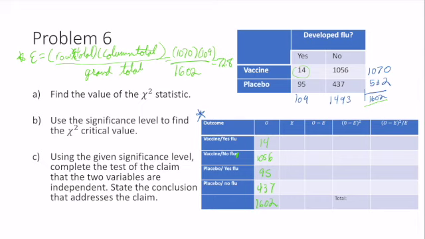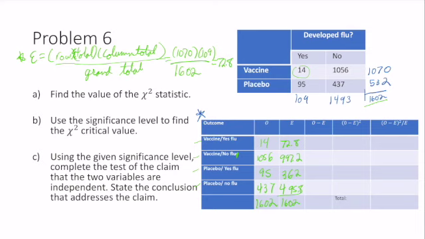So I'm going to have to do this for every single one of these 4 squares in our 2x2 table. So I get 72.8, I get 997.2, I get 336.2, and I get 495.8. This is also going to add up to the total number of participants in our study.